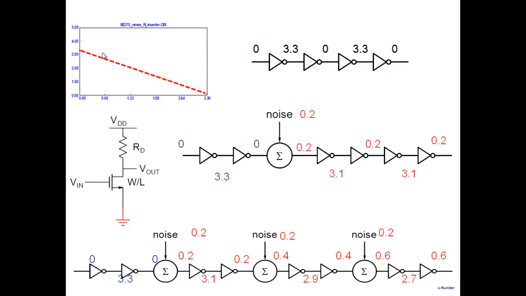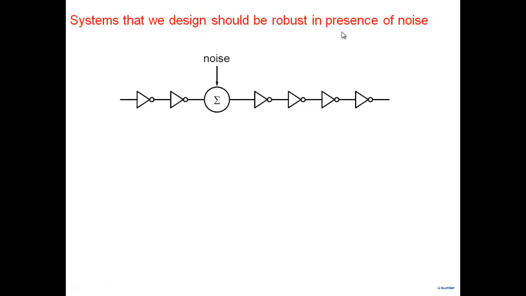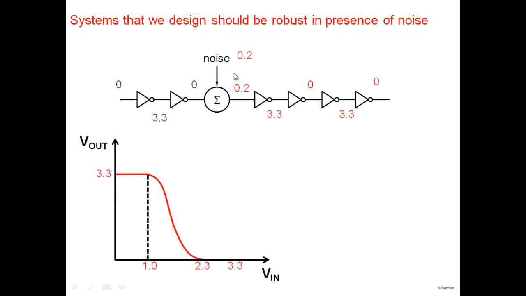If you can't get a gain of 0, at least try and get a gain which is less than 1. Right? So what we are looking for is, in this case, the gain of this one, del V out by del V in, is -1, and therefore the noise persists in the system. Whatever noise enters, it just persists here. So systems that we want to design should be robust in the presence of noise. Example, as I just said, I inject 0.2 and I get 3.3. It completely rejected the noise of 0.2.